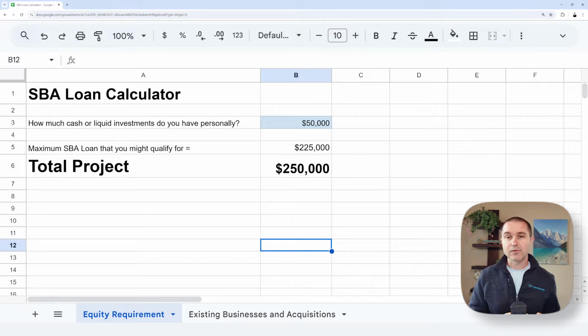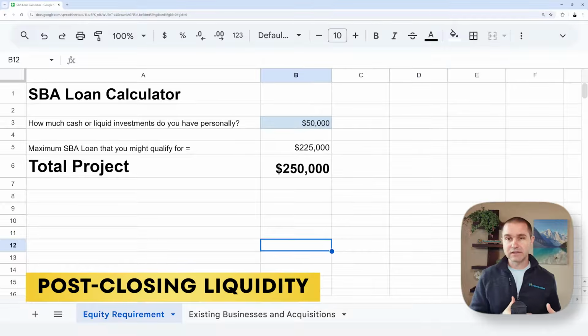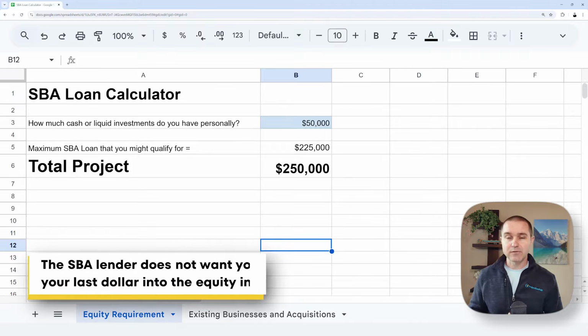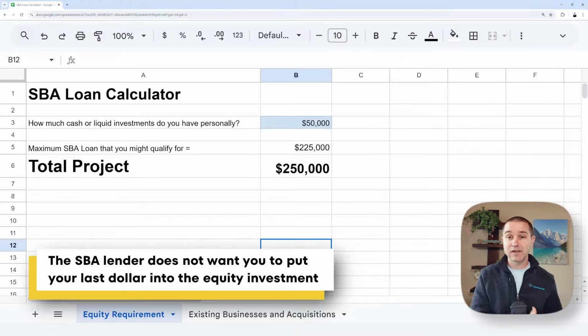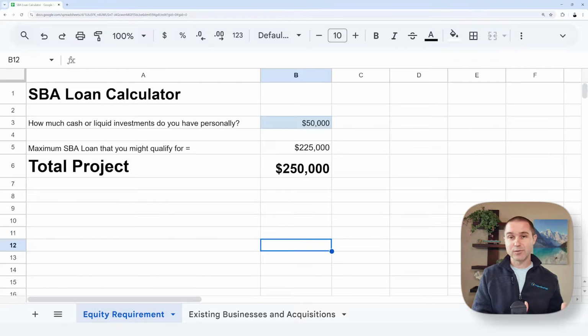Now, there are a couple caveats here. The first one I want to talk about is post-closing liquidity. The SBA lender does not want you to put your last dollar into the equity investment. So if you had $100,000 of cash available, you would not want to put all $100,000 of your personal cash into the down payment or the equity injection for this acquisition and leave you with no post-closing liquidity, no cash or savings available personally after closing.